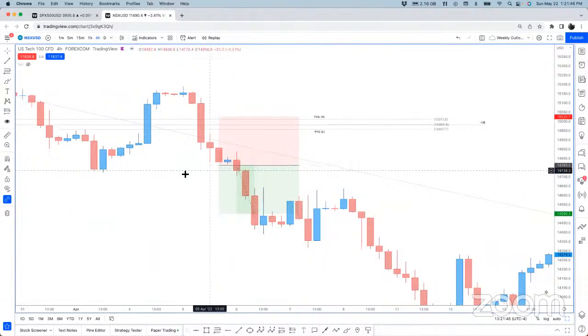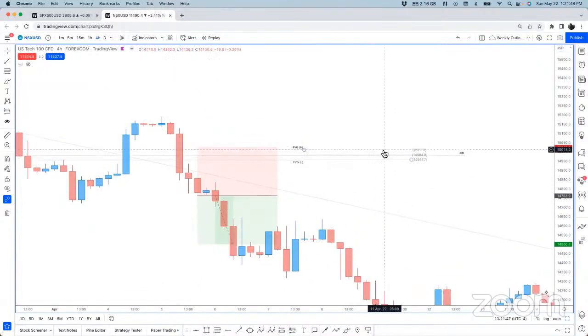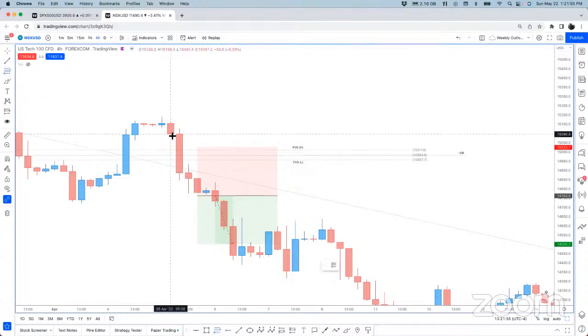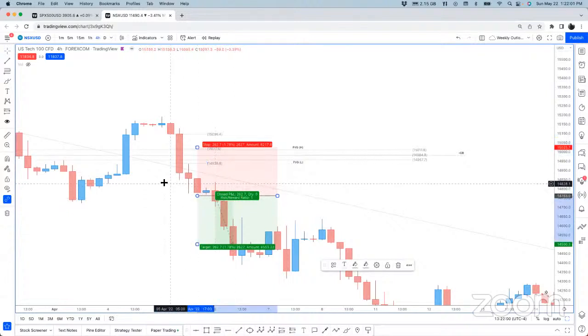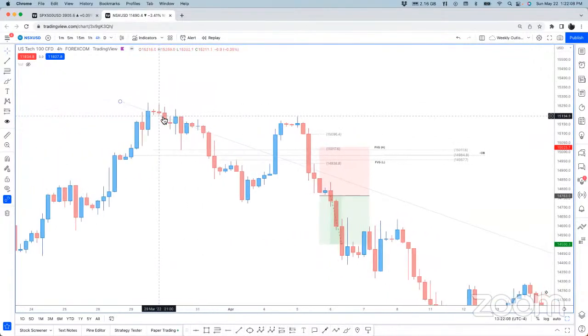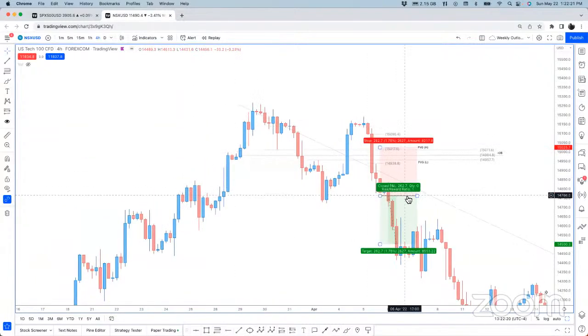So here is our 4 hour, and you can see this was the daily imbalance right here. But on the 4 hour, we got a larger range from here to here, right? And in this case, we could have taken this setup on a lower time frame, probably all the way down to the 5 minute. And we even had gaps over here and a rejection over here. But I'll go down to the lower time frame and show you that.